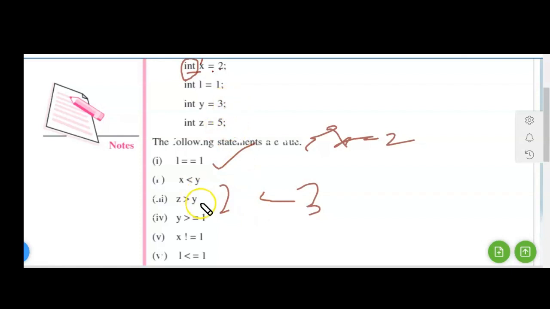That's true. Next is Y greater than or equal to 1. Y value is 3, which is greater than 1. That's also true. X not equal to 1. X is not equal to 1, X is equal to 2. So this statement is also true. L less than or equal to 1. L is not less than, but it is equal to 1. So this statement is also true.